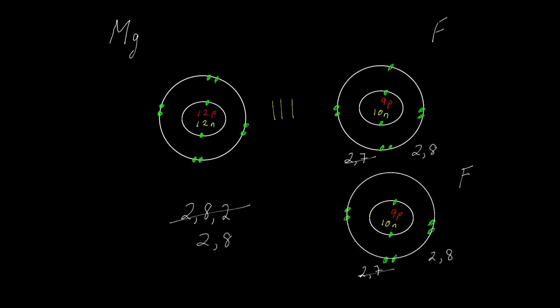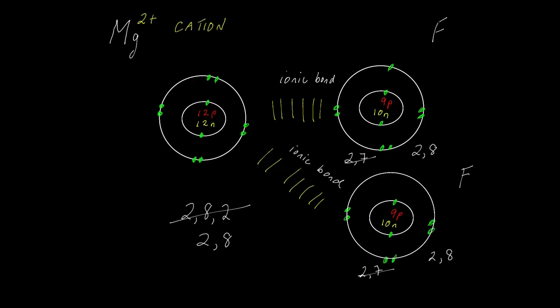The oppositely charged ions are attracted to each other, and an ionic bond is formed again. So the magnesium atom becomes a positively charged ion or cation, and the fluorine atoms become negatively charged ions or anions. We can go a step further here.